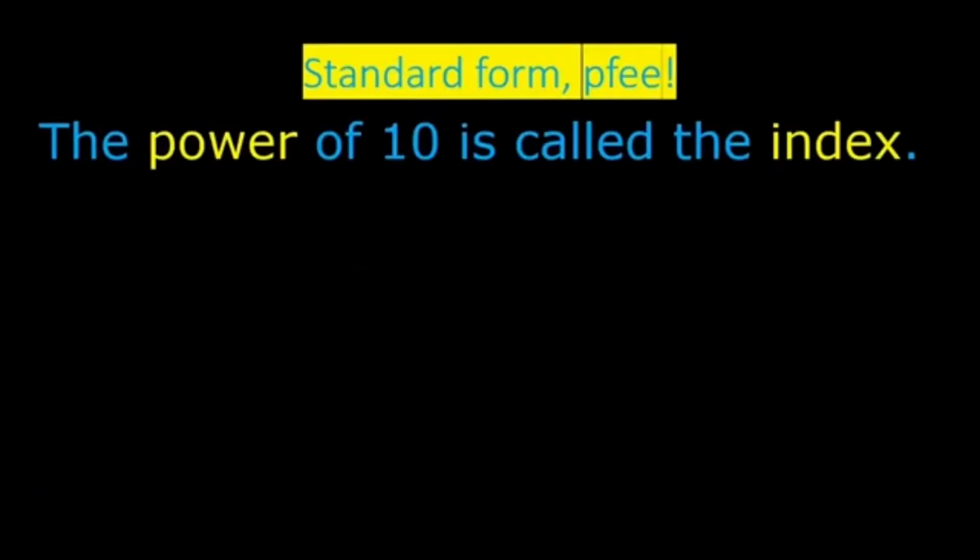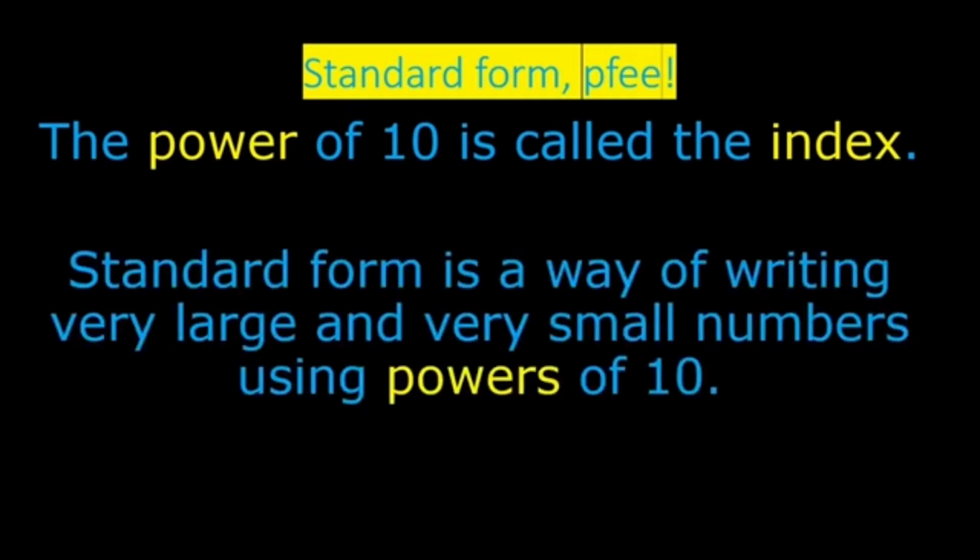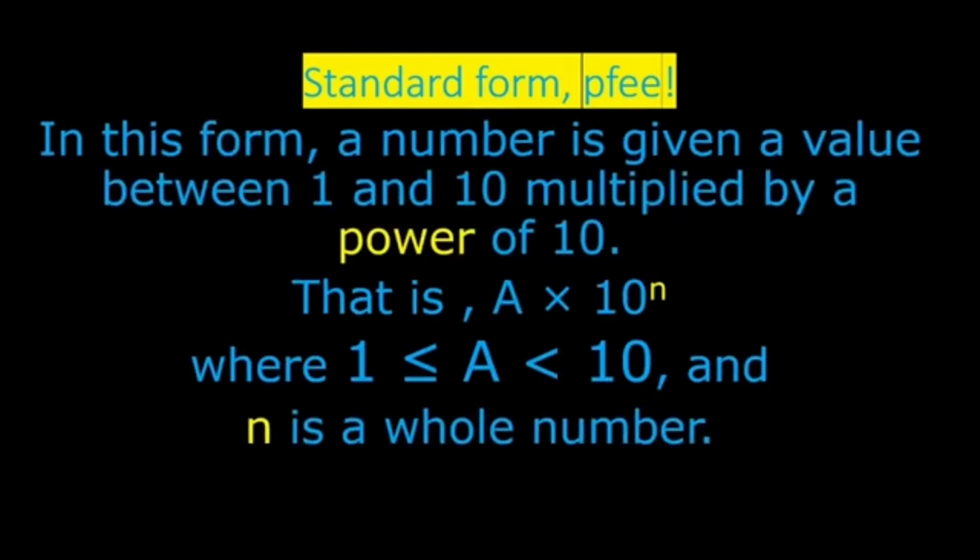So the power of 10 here is the one which is being called the index. And standard form now is a way of writing very large and very small numbers using powers of 10. In this form, which we call the standard form, a number is given a value between 1 and 10 and then multiplied by a power of 10. To summarize it, we are saying that standard form is in this notation: a times 10 to the power n, where a is any number which is equal to or greater than 1 but less than 10.